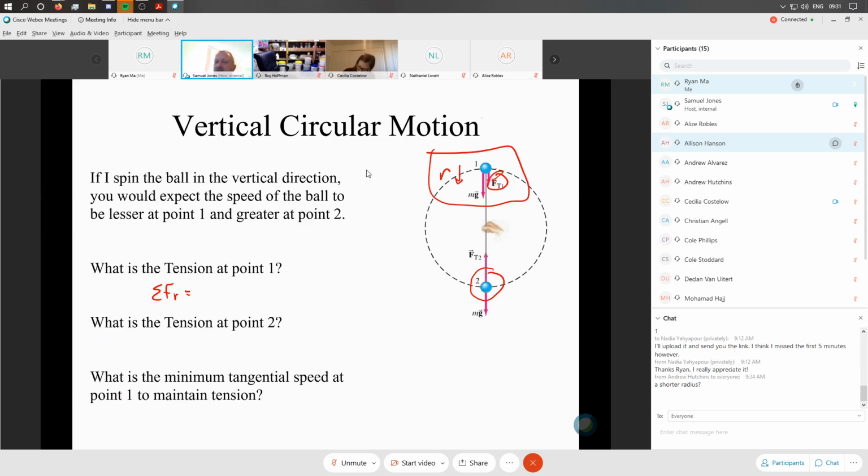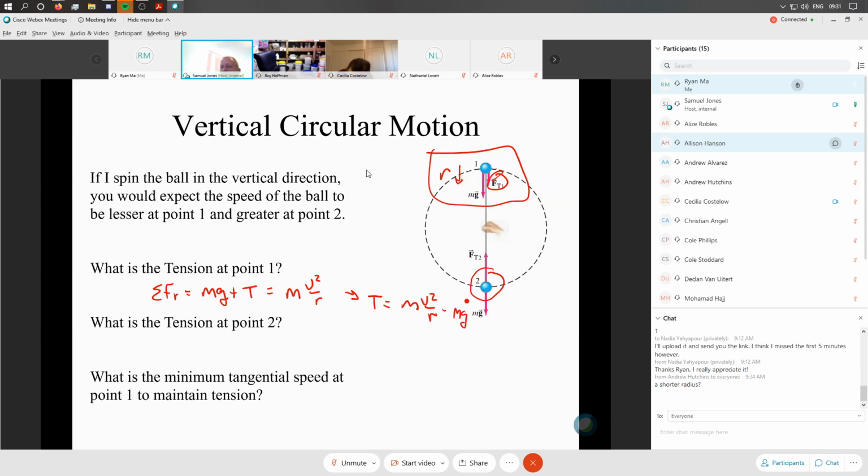The net forces acting in the r direction are going to be equal to mg plus my force of tension. I'm going to use your book's notation, T. And that's going to be equal to mv squared over r. Now, that means that if I knew what v is, if I were given v, I could solve this equation for T, and that would give me then that T is equal to mv squared over r minus mg.